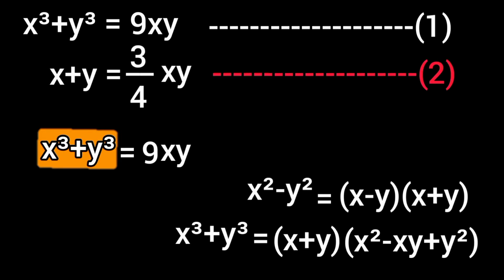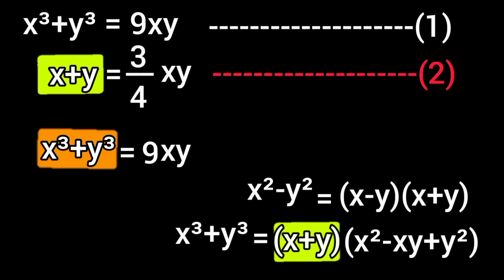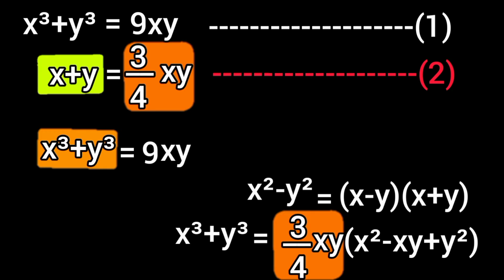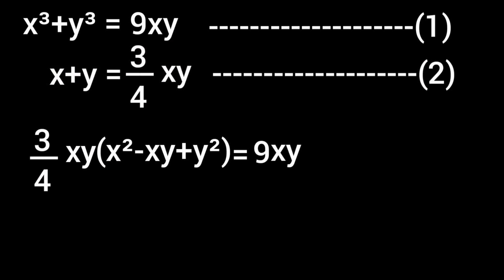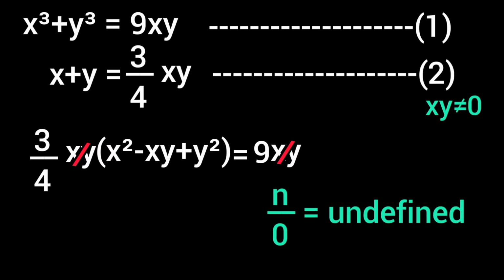And from equation 2, we know that the quantity x plus y can be written as 3/4 times xy. Now it should make sense if you divide both sides by xy, as long as xy is not equal to 0. And why is that so? In mathematics, anything divided by 0 is undefined. And if xy is equal to 0, then when we divide by xy, our solving would become indeterminate or undefined.